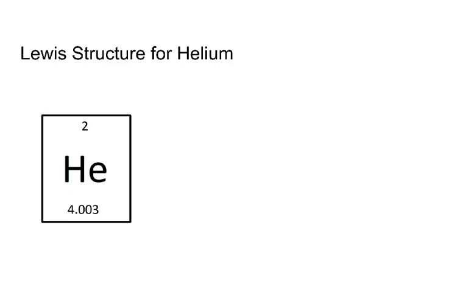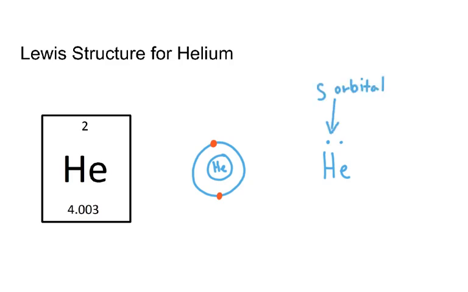Helium has 2 electrons, and they're both valence. Here's the Bohr model for helium. And to draw the Lewis structure, we write He, and we put 2 dots on top of helium. We always put the first 2 valence electrons on the top of the atom. If you've learned about electron configurations, those are the electrons in the s orbital. If you haven't learned about electron configurations, just know that the first 2 electrons always go on top.